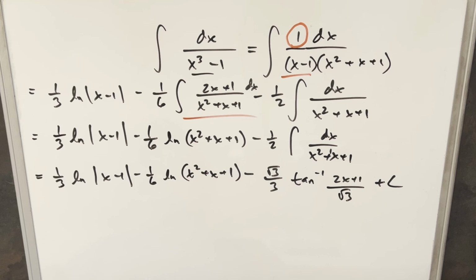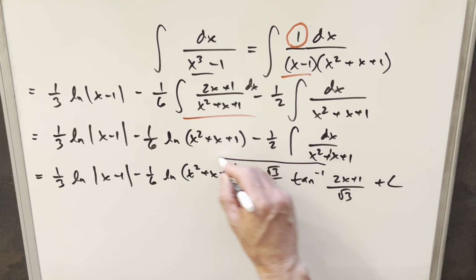We're going to have 1/3 natural log x minus 1 minus 1/6 natural log x squared plus x plus 1 minus square root of 3 over 3 arctan 2x plus 1 over square root of 3 plus c, and we're done. So we'll stop it there.